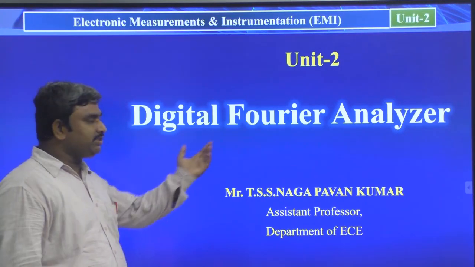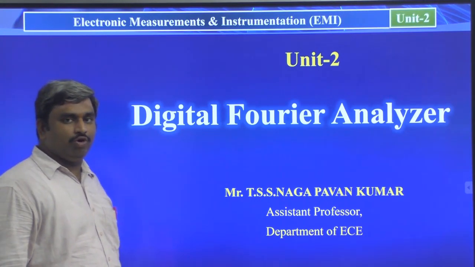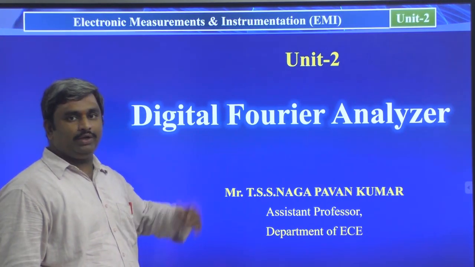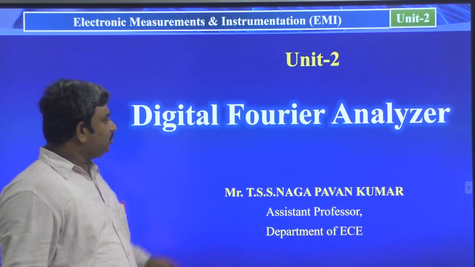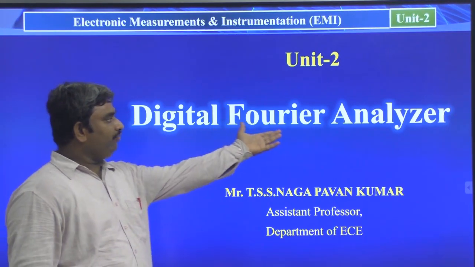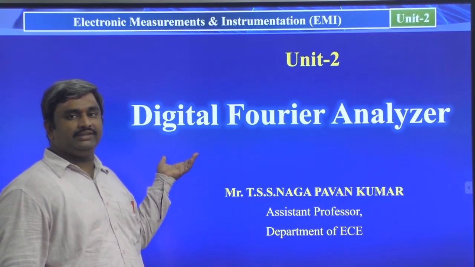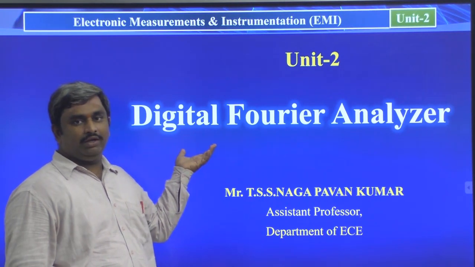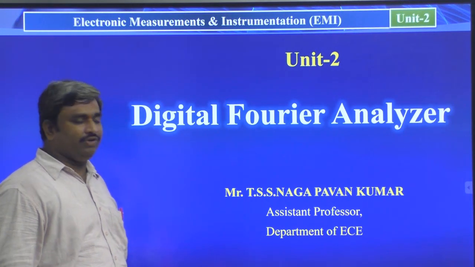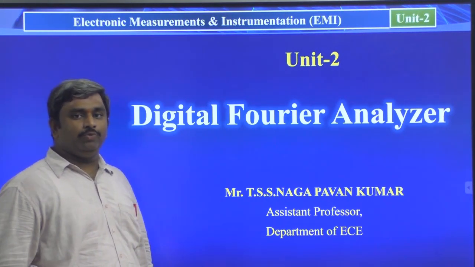Today we will see the concept of digital Fourier analyzer under the wave analyzers topic. Okay, so the second unit wave analyzers, we have the last one, digital Fourier analyzer. So the name itself is explaining the complete operation. In this analyzer, we are handling digital data, not analog data, and here we are using Fourier analysis for this data. So finally, we will show the digitalized output data.